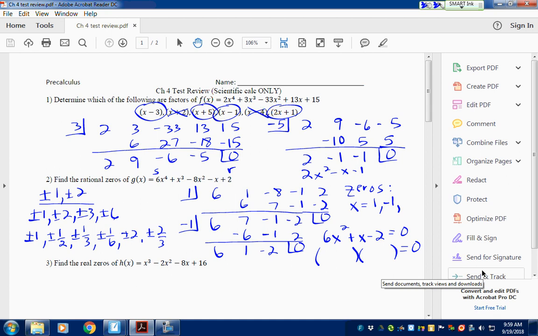Okay, so we go over here, we do our little factors of negative 12 that add to equal 1. Do they exist? Yeah. Negative 3 and positive 4. And then we divide through by what? 6. And then we reduce each of these. This one reduced is 2 over 3. So that tells us one of the factors. This one reduced is negative 1 over 2.